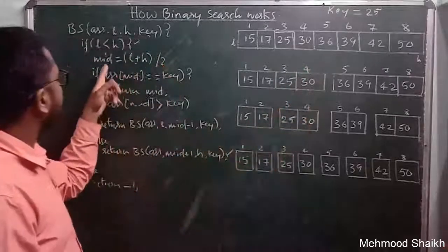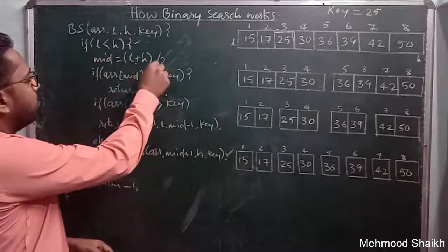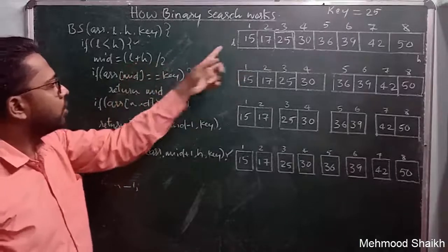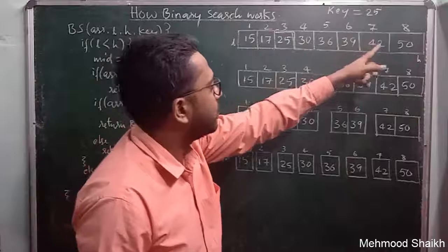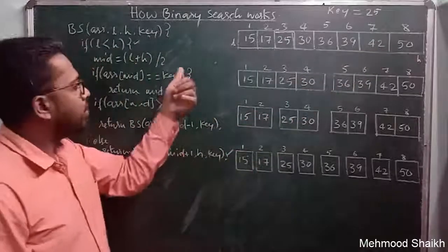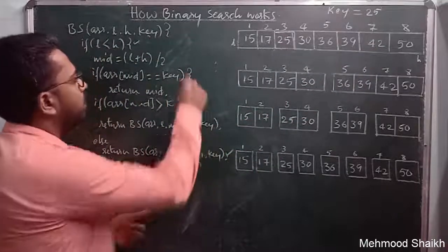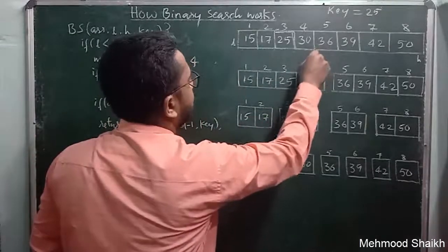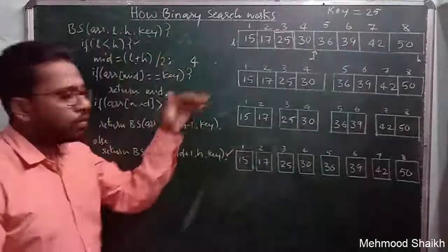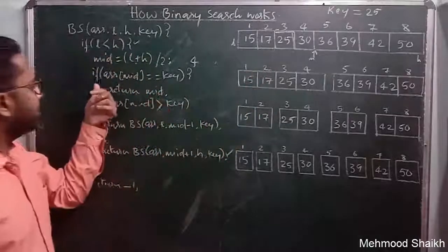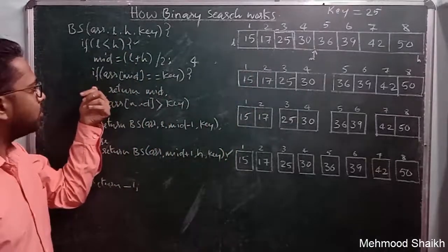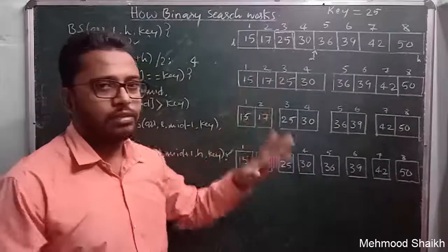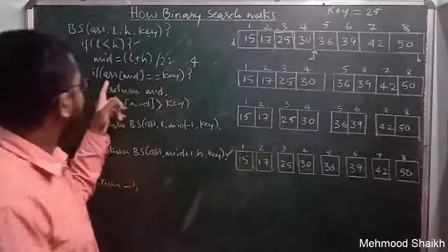For calculating the middle location, I have used this formula. I have to pass the values of low and high in this formula. So low is 1, and that gets added with 8. Now it becomes 9, and when 9 gets divided by 2, we will get 4 as the middle location. So now we have calculated the middle location. Once we find the middle location, we need to come back to this algorithm to check whether the element which we are searching is equal to the middle element or not. That's what I have done here.